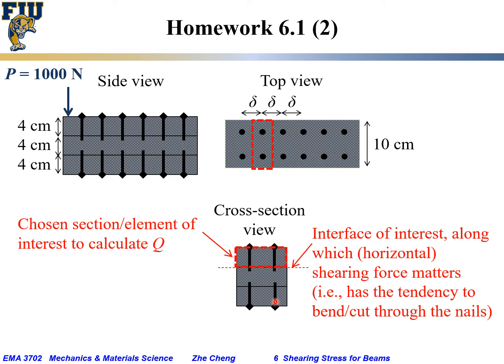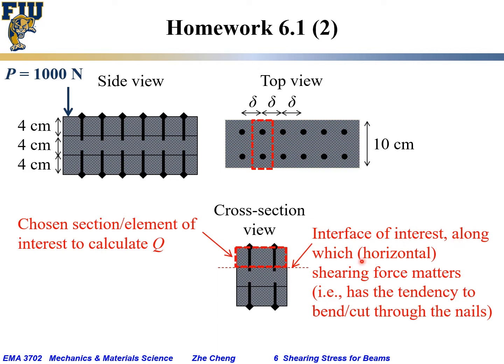In order to use our equations for transverse shear, we would need to calculate the first moment. As we said in class, the first moment Q is always calculated from the normal cross section of the beam. So you can choose your element of interest, and let's choose it to be the top board, and we choose this cross section. Then this red dashed line represents the interface of interest.